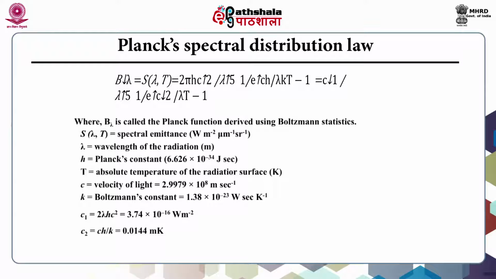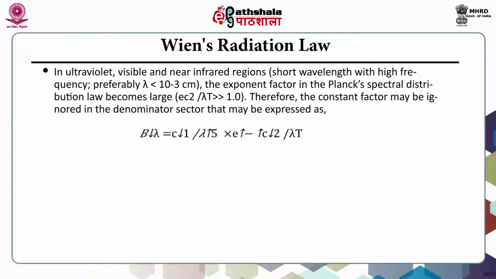C1 is equal to 2 pi h c squared, which is equal to 3.74 multiplied by 10 to the power minus 16 watt per meter square. C2 is equal to ch by K, which is equal to 0.0144 meter kelvin. Wien's radiation law: in the ultraviolet, visible and near infrared region, which are short wavelength with high frequency, preferably the lambda is less than 10 to the power minus 3 centimeter.